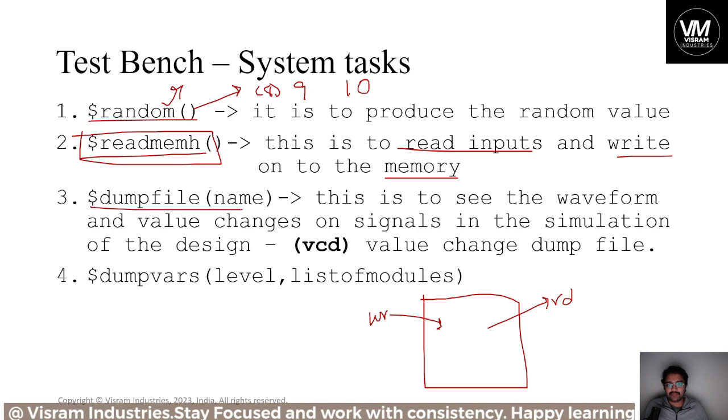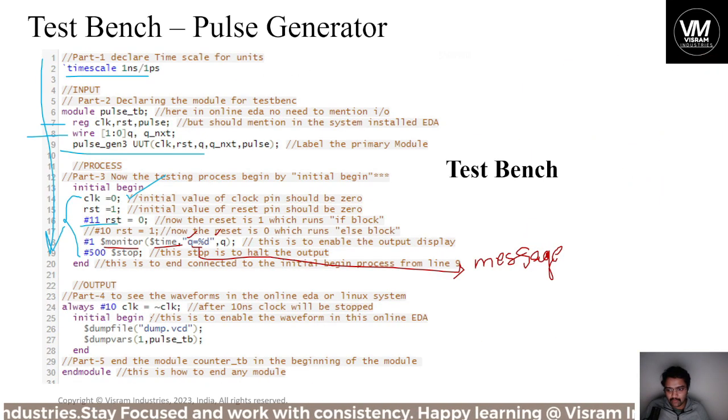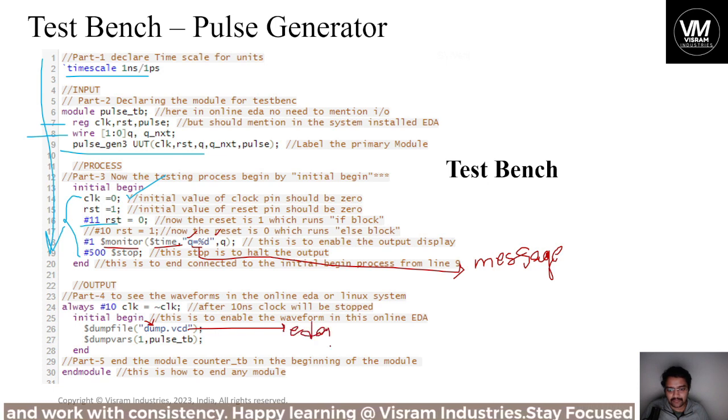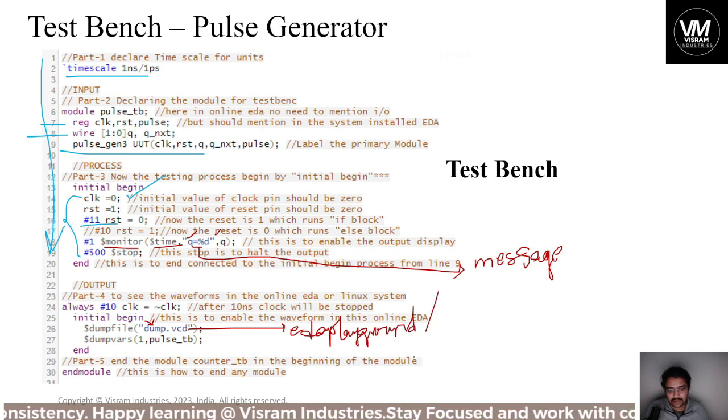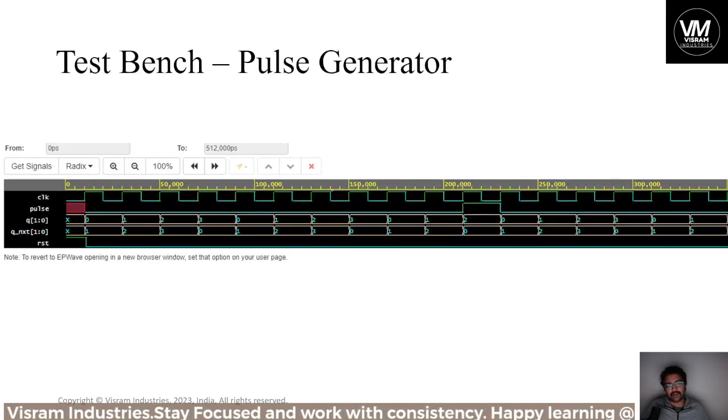And $dumpfile, you always see this. Whatever waveform is written, that waveform will be dumped into the .vcd file, and this .vcd file will be considered by EDA Playground, and that EDA Playground virtual environment or Linux environment will consider the output waveform stored in the dump.vcd file, and it is exhibited, it is shown in this format.